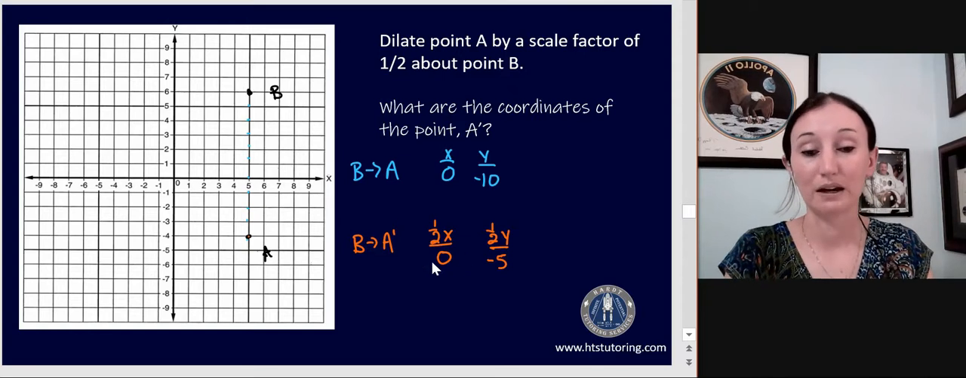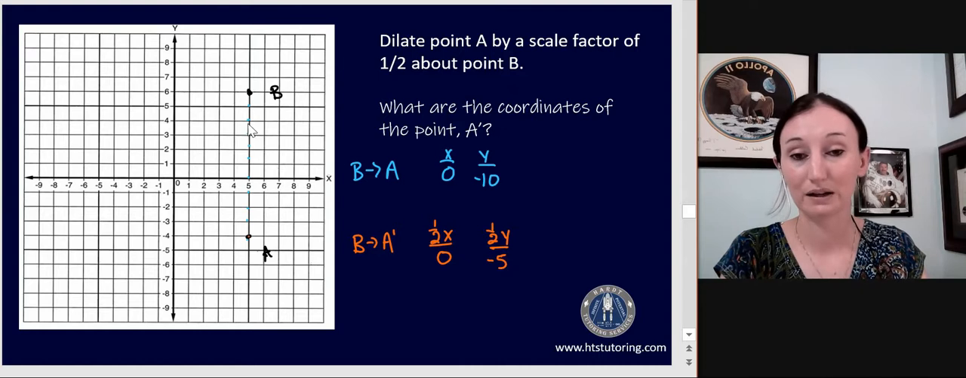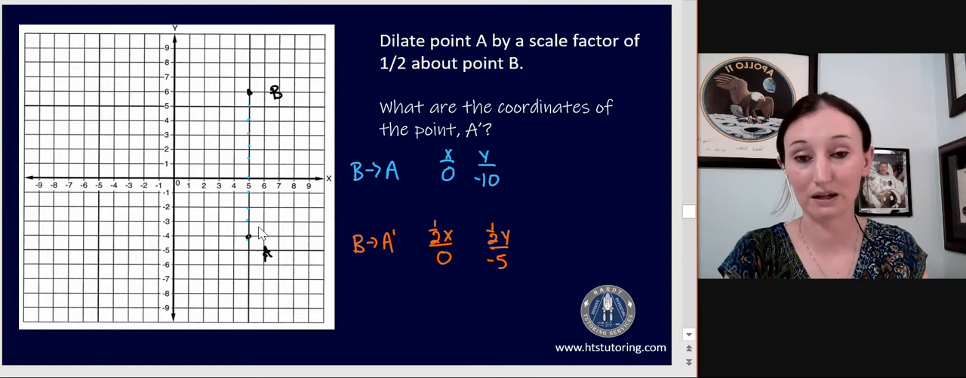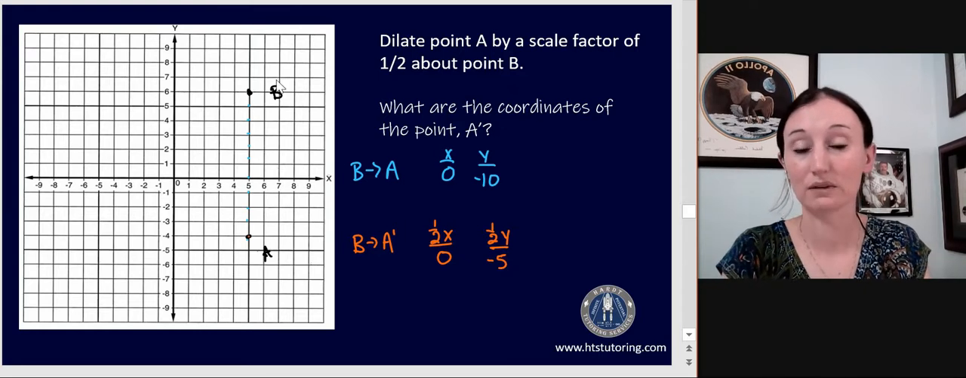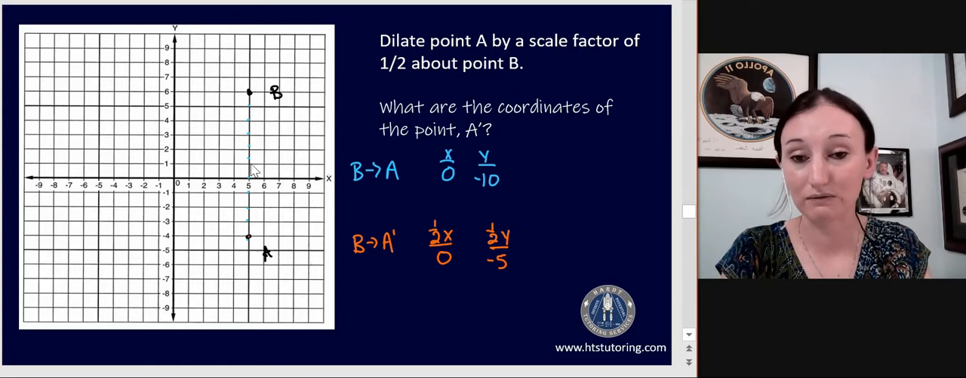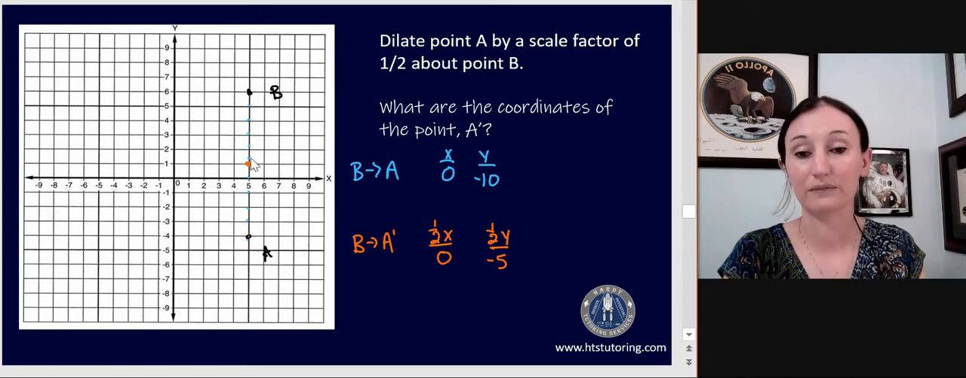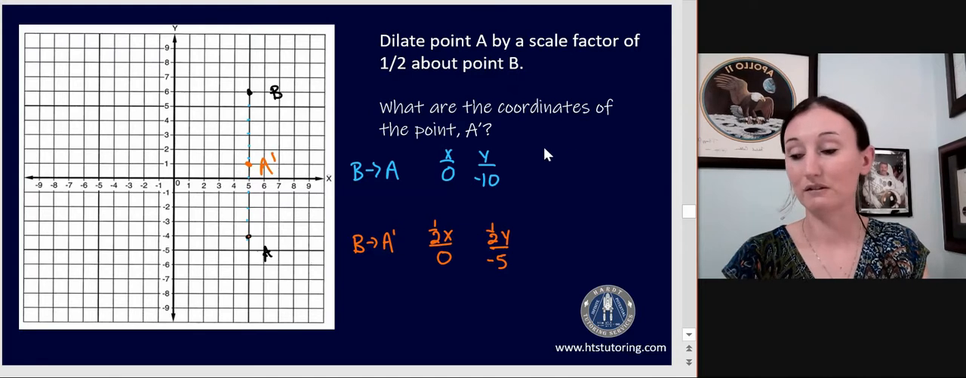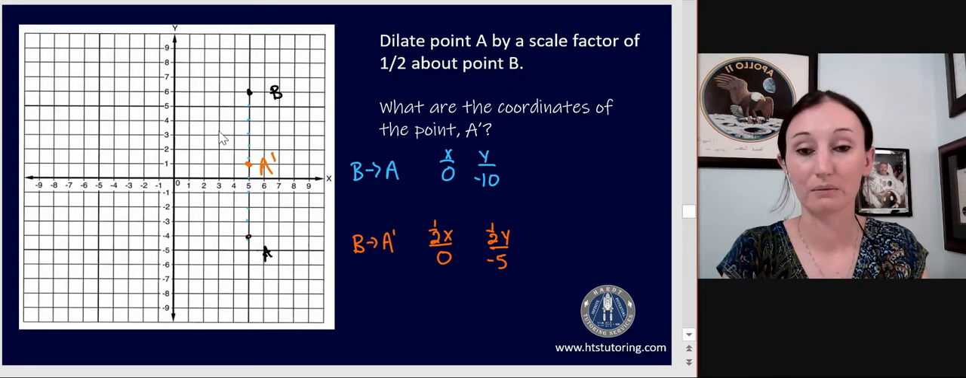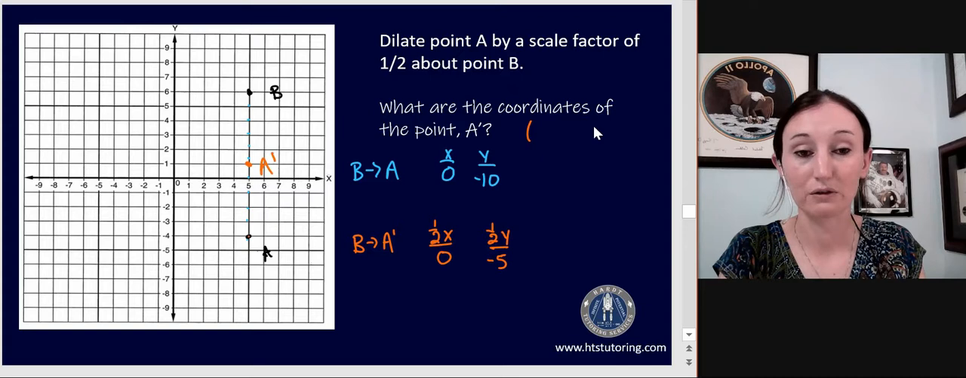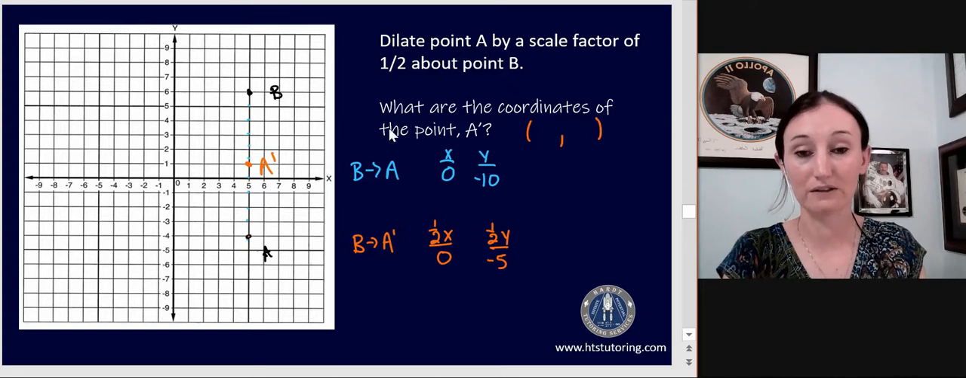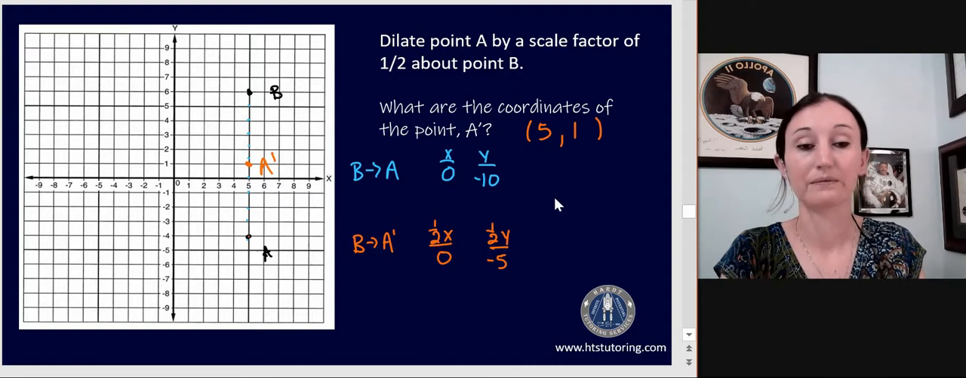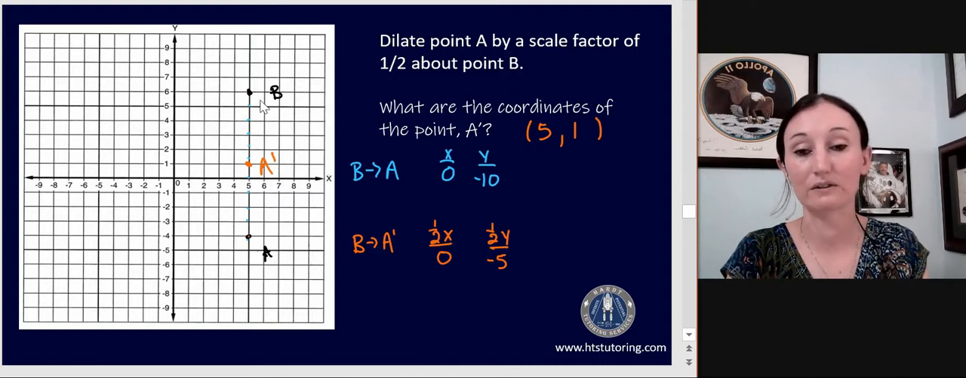So now A prime, instead of being negative 10 underneath B, we're going to be half as close. So we're just going to be, again, 0 in the X, and just 1, 2, 3, 4, 5, right? 5, A prime. So we're going to be 5 below point B. So what are the new coordinates? Or what are the coordinates of A prime? Well, we are at 5, 1. Those are the coordinates of point A prime. We are half as close as we were before.